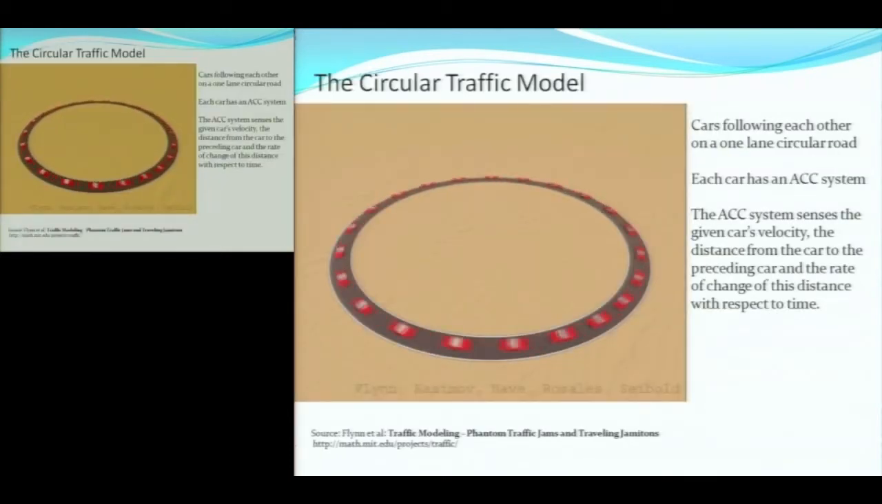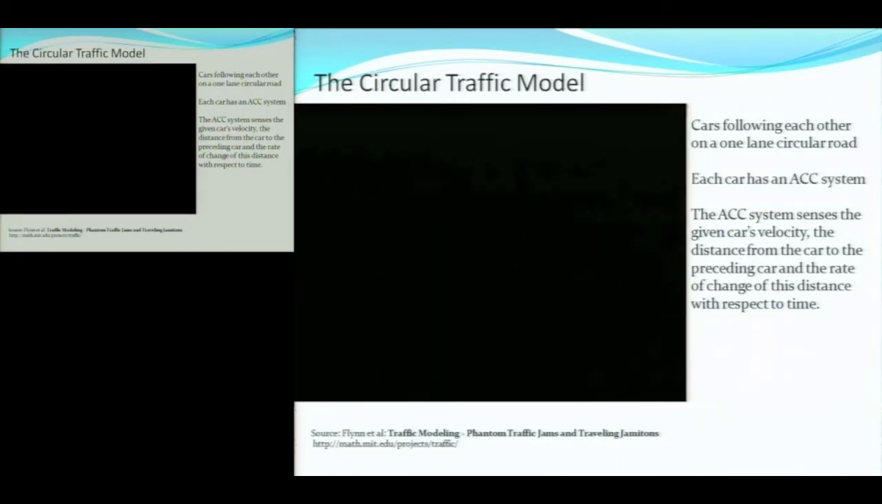At the basis of our analysis would be the circular traffic model. This traffic model is pretty self-explanatory, and there's a good illustration from MIT. Over here you get a single-lane circular road with some cars traveling on it, and each car is equipped with an autonomous cruise control system. So each car is capable of sensing its own velocity as well as the headway in front of it to the previous vehicle and the relative velocity compared to the previous vehicle again.